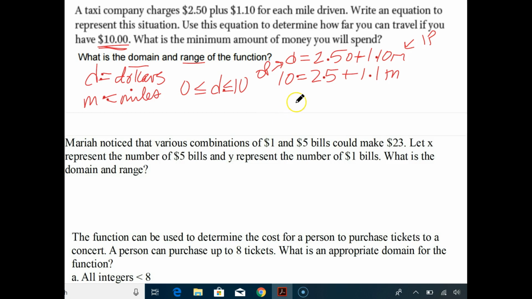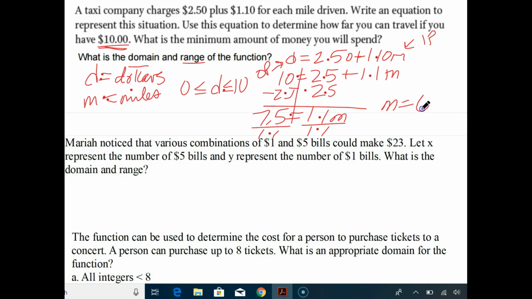So now the money I have is 0 to 10. The M for miles that I need to drive. I need to find out what's the max amount of miles I can go with just $10. If I need to find that out, then I need to solve this. So I subtract 2.5 from both sides, and we get 7.5 is equal to 1.1 M. Divided by 1.1, and we get M is equal to 6.8.